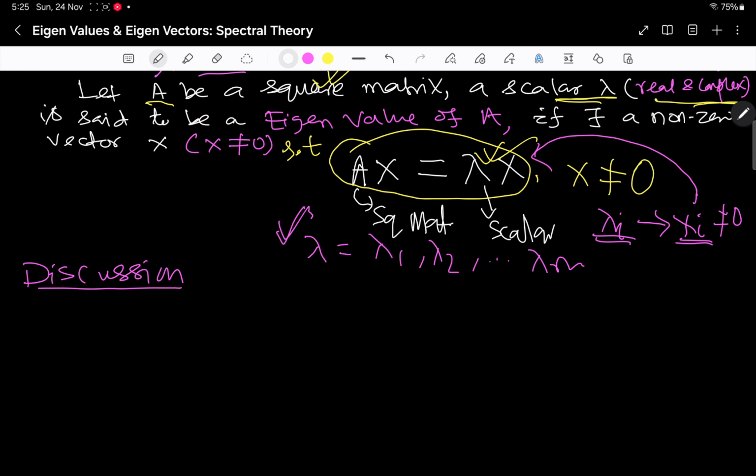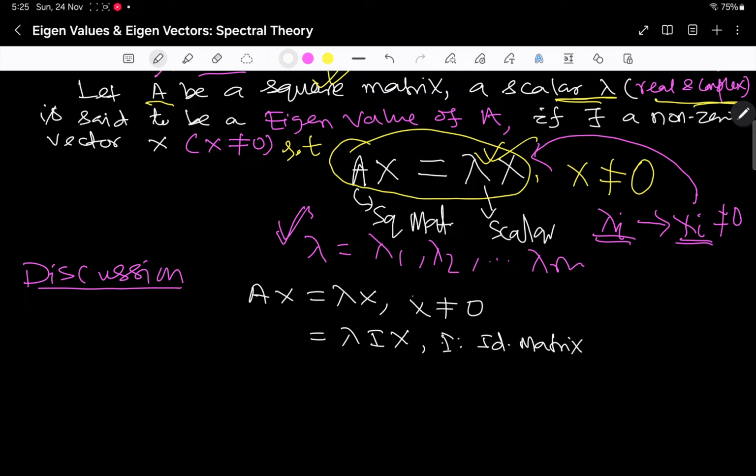So let us first see how to find the eigenvalue. You are given Ax = lambda x, where x is not equal to 0. Is it not the same thing as lambda I into x, where I is the identity matrix? No harm in multiplying the identity matrix. Then bringing this to the left hand side, (A minus lambda I) into x is equal to 0.